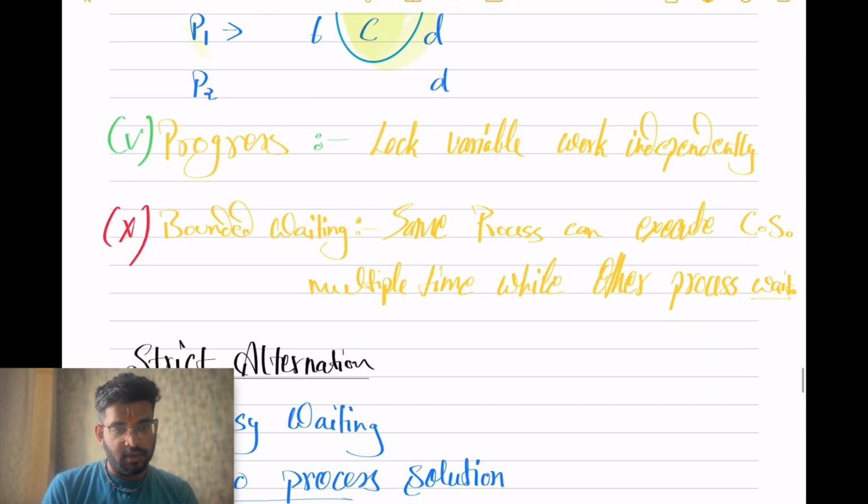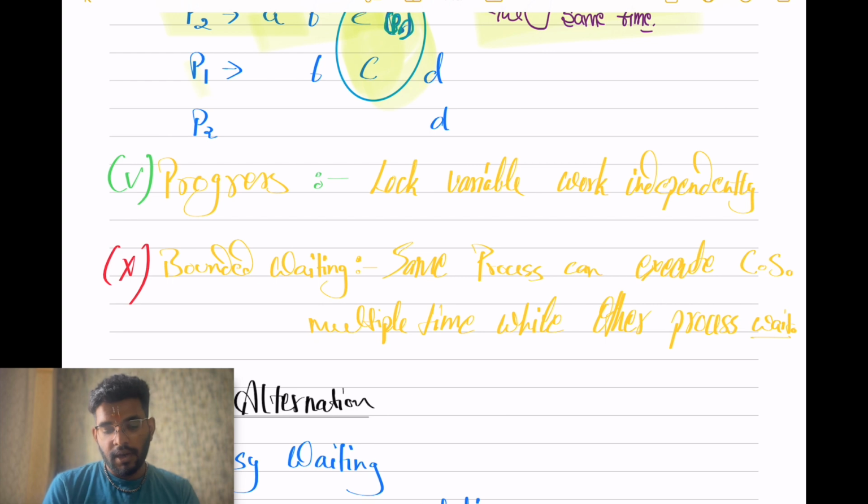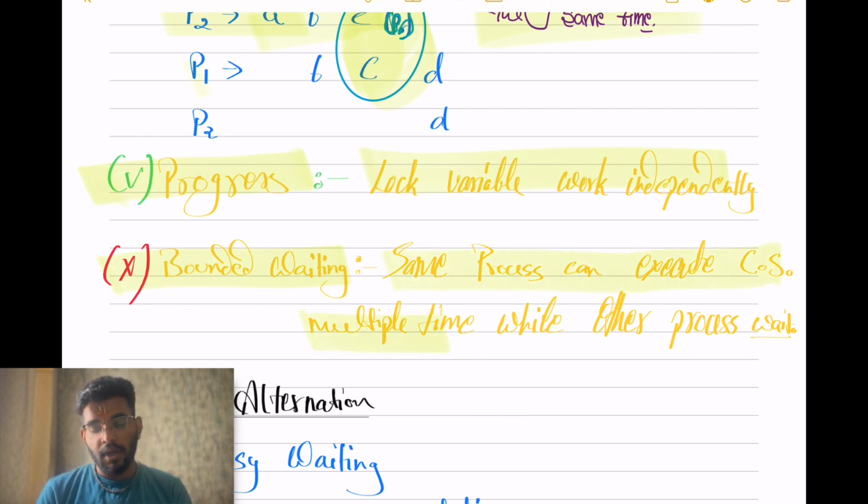Progress is not violated, as the lock variable works independently. Bounded waiting is violated because some process can execute the critical section multiple times while other processes wait. Like if there are three persons waiting to access the room, and P1 continues to enter and exit, then it violates bounded waiting.